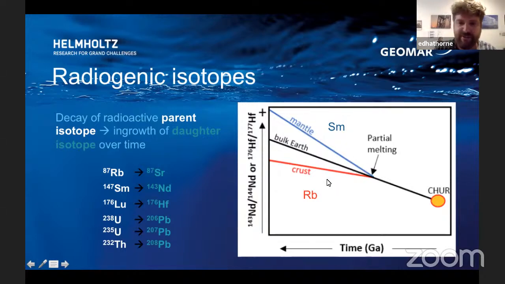some elements preferred to go in the mantle, some preferred to go in the crust. And so for example, samarium here is preferentially in the mantle, and therefore the mantle rocks are more radiogenic for neodymium, whereas rubidium is preferentially in the crust, and therefore crustal rocks are more radiogenic for strontium.